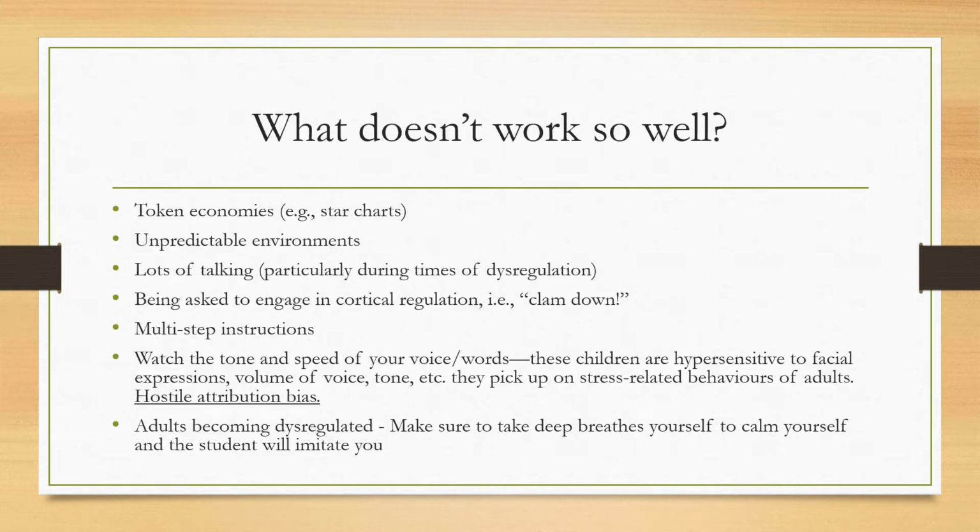So what doesn't work so well? Unfortunately, our token economies, which is our star charts, they don't work well. Again, it's because they're quite abstract. They rely on something happening in the future. The stars stand in for something, an abstract concept. If a child does not access the reinforcer, it can be very punishing. So they're generally not a useful strategy for children from trauma backgrounds.